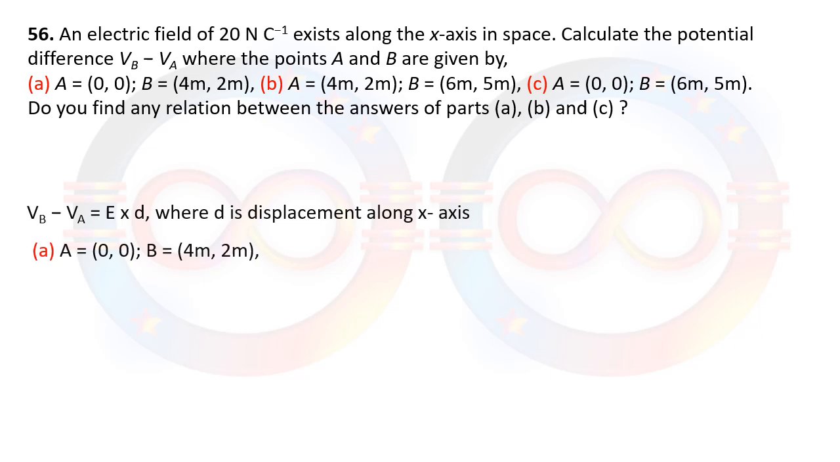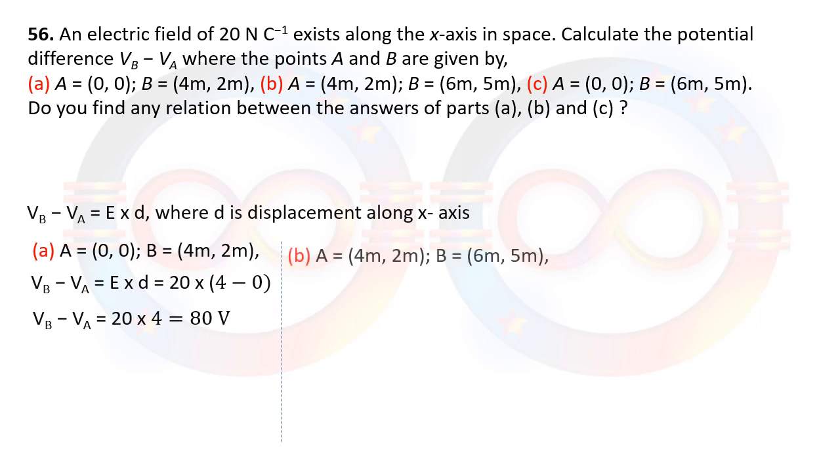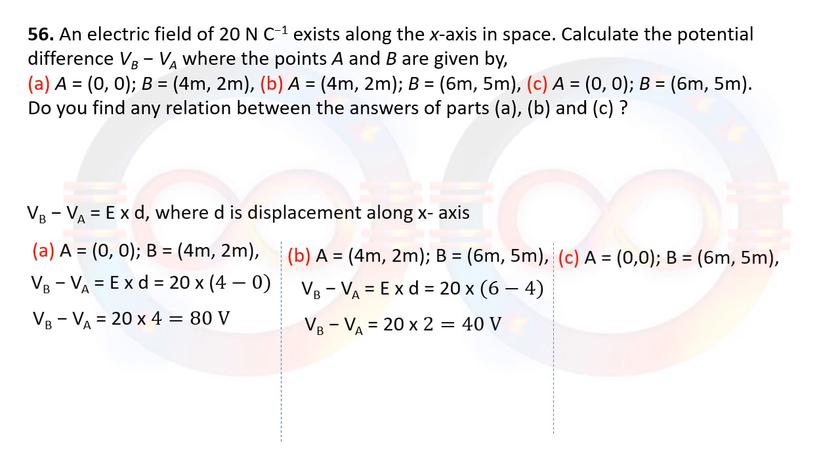So in A, x is 0, in B, x is 4 meter. So the displacement will be 4 minus 0. The electric field is 20, times 4 minus 0, it is nothing but 80 volt. For part B, it is 4 meter, 2 meter, 6 meter, 5 meter, so A's x is 4 meter, B's x is 6 meter. So the displacement will be 6 minus 4. We have nothing to do with the y coordinate. Then it will be 40 volt. If you take C, it is 0, 0, 6 meter and 5 meter, so 6 minus 0. It will be 20 into 6 minus 0, it is 120 volt.